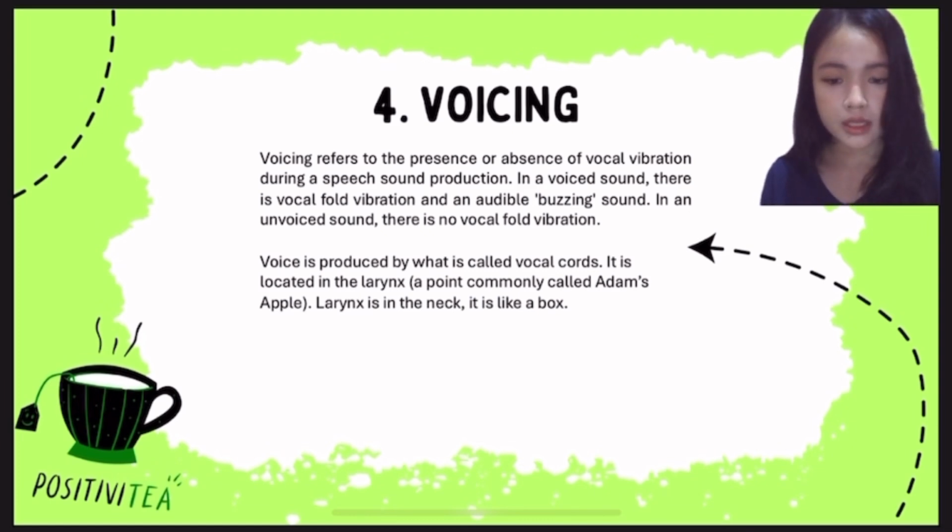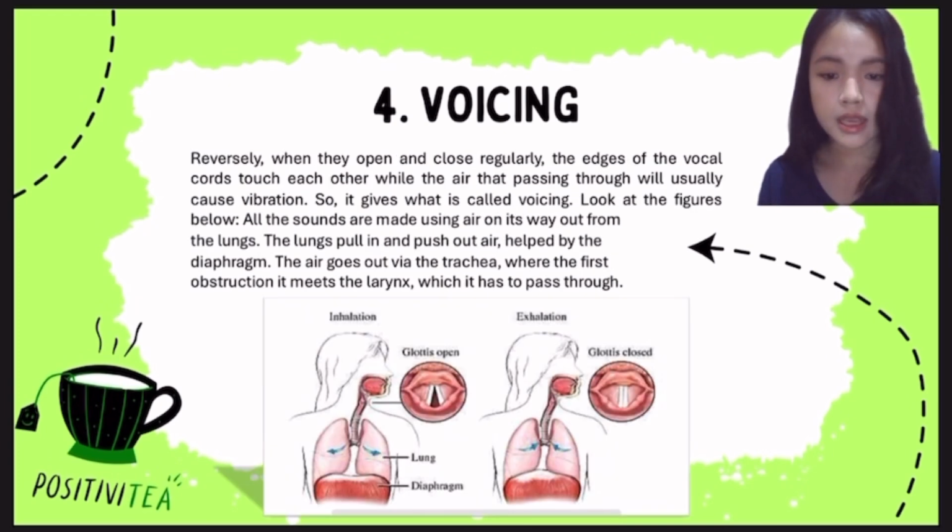Voice is produced by what is called the vocal cords. It is located in the larynx, a point commonly called the Adam's apple. The larynx is in the neck. It is like a box. When they open and close regularly, the edges of the vocal cords touch each other, while the air passing through will usually cause vibration. So it gives what is called voicing.